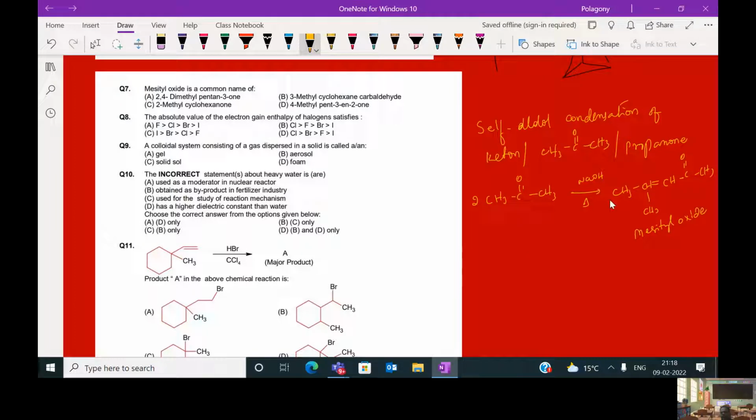Let us look into how this compound is formed. In the self-aldol condensation, the nucleophile of sodium hydroxide removes the alpha hydrogen from this.